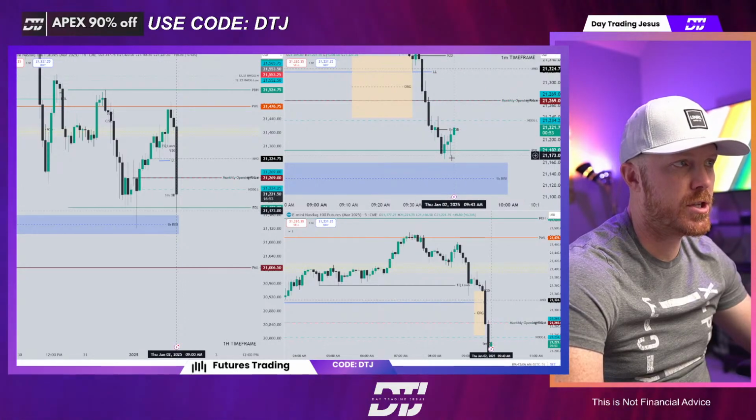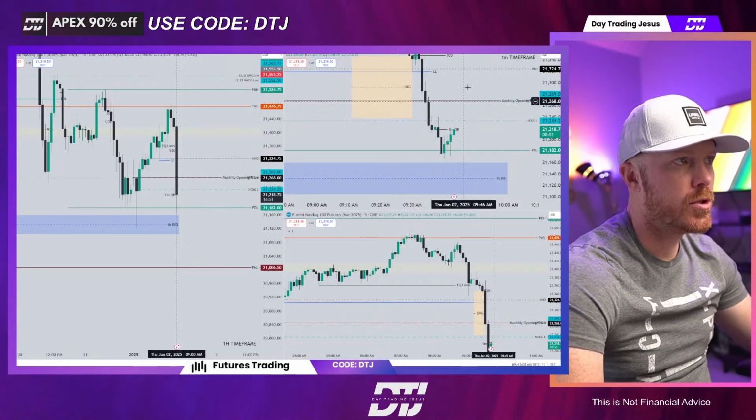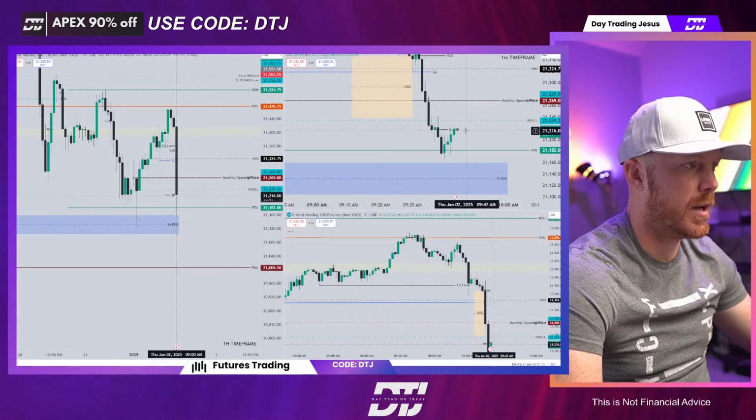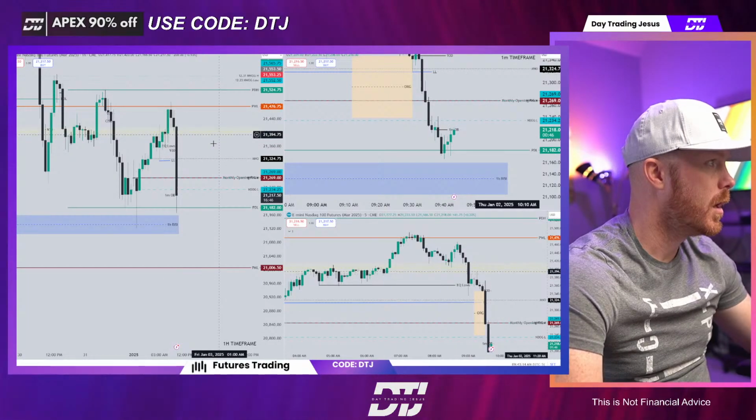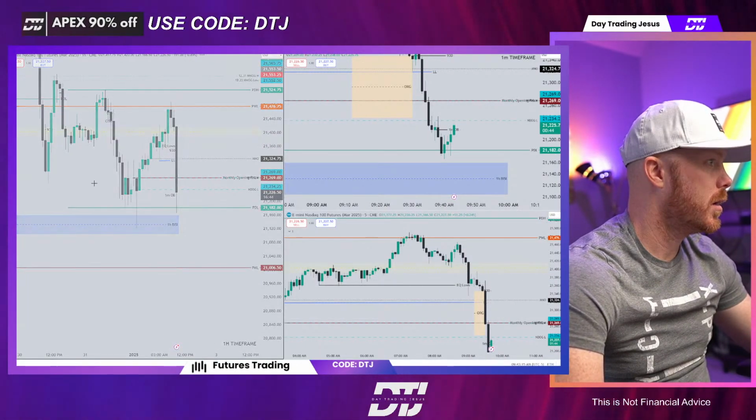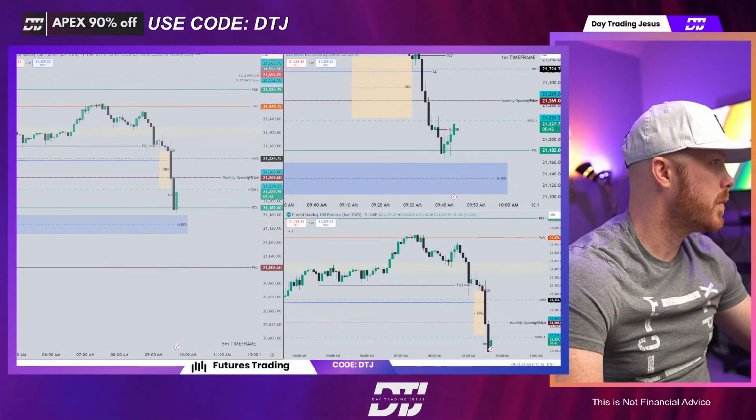Okay, so see how it rejected going lower? We should see a little bit more of an expansion higher. That's what I would like to see at this point. Let's go to the 15-minute here.